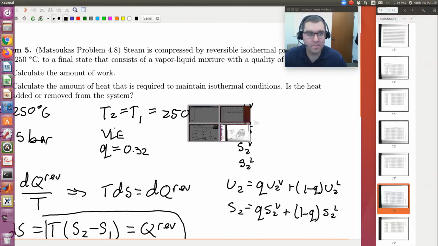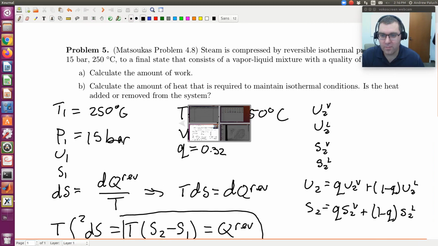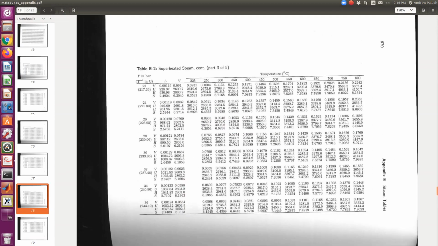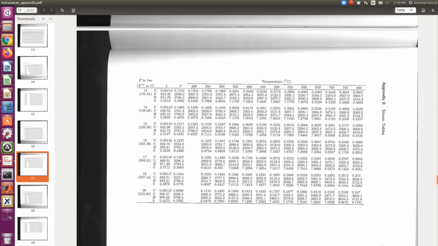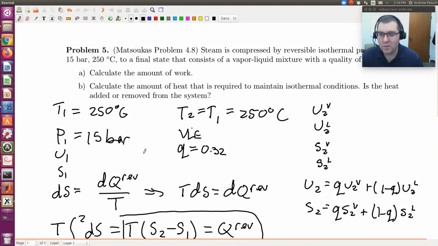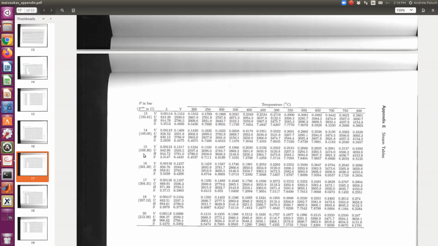Let's find out. So for my first point, let me go to my superheated steam tables, and hopefully 15 bars is on here. That's great. At 15 bars, my saturation temperature is 198.30 degrees C. My temperature is greater than Tsat at 15 bars, so I have a superheated vapor. So I'll read over at 250 degrees. I have U and I have S.